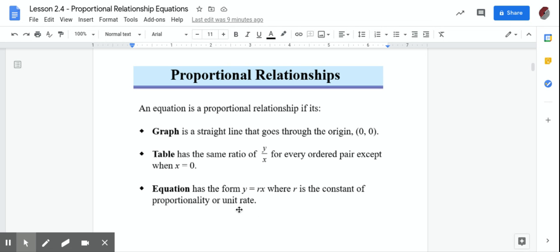Proportional relationships. An equation is a proportional relationship if its graph is a straight line that goes through the origin, (0, 0). A table has the same ratio of y over x for every ordered pair except when x equals 0. An equation has the form y equals rx, where r is the constant of proportionality or unit rate.